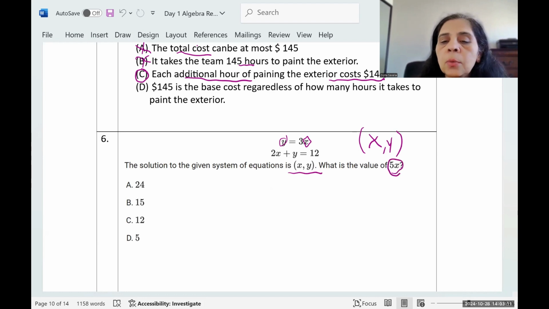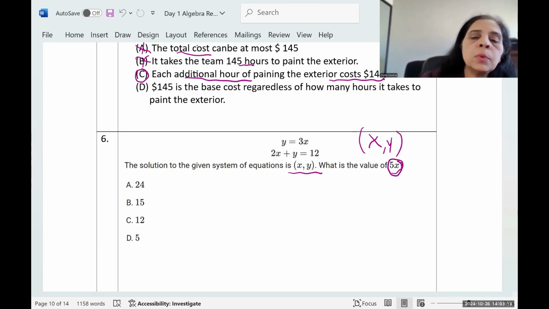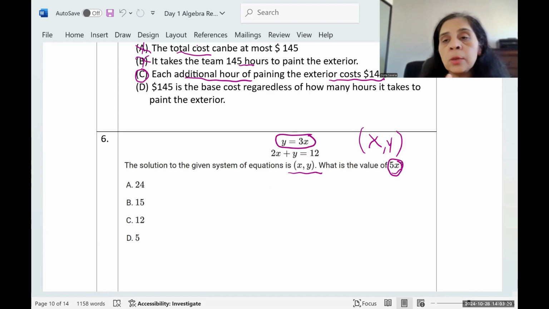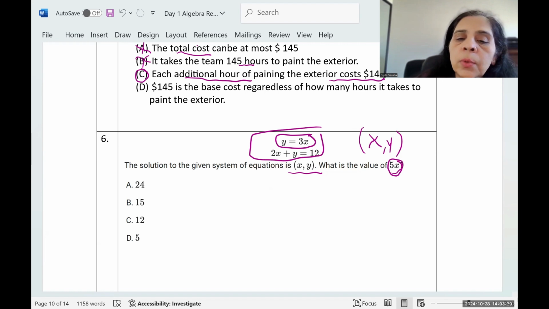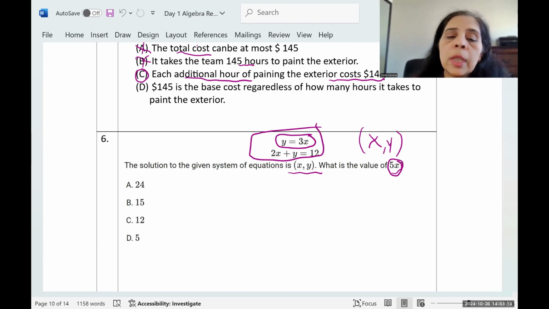So let's see here, the solution to the given system of equations is (x, y). What is the value of 5x? So let's see what we can do. Oh, look at this, simple. y equals 3x. You can use any method to solve this system, right? You can use elimination method, substitution method, or graphing method. You can just graph both equations in your Desmos and find x value, and then you have to multiply by 5, right? But here is simple.